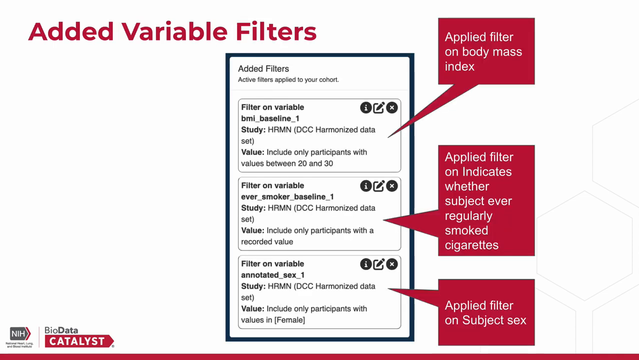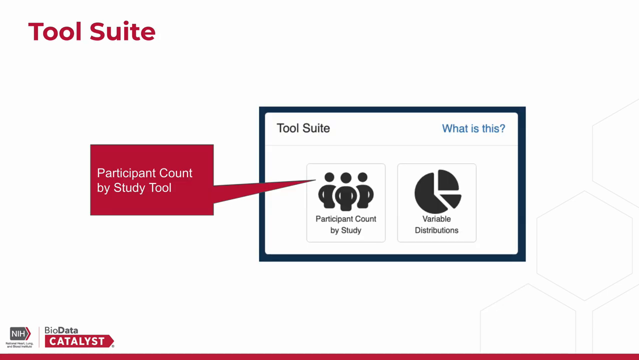As shown in the initial query slide, the added variable filters box displays the variable level filters that have been applied to a query. In this example, we can see the filter on body mass index, indicates whether subject ever regularly smoked cigarettes, and subject sex variables. The final box to discuss is the tool suite. Here, there are several tools that can be useful in further understanding your cohort. Let's take a look at the Participant Counts by Study tool.